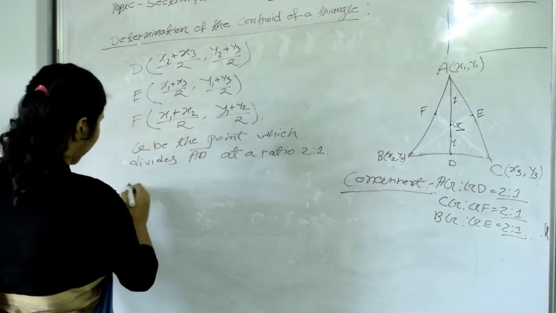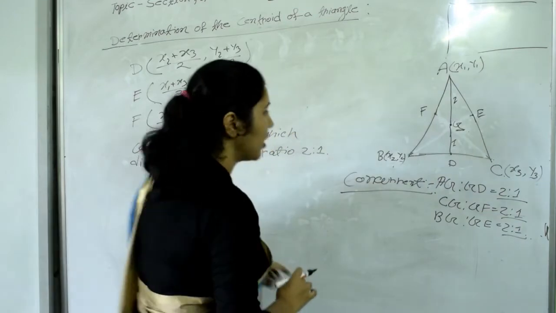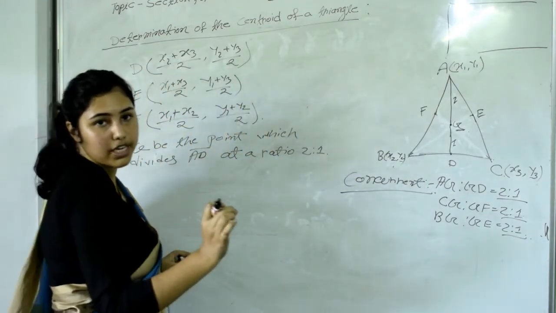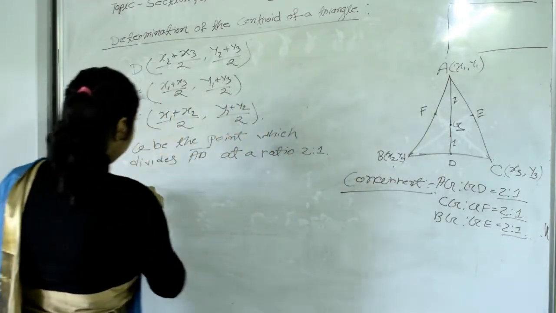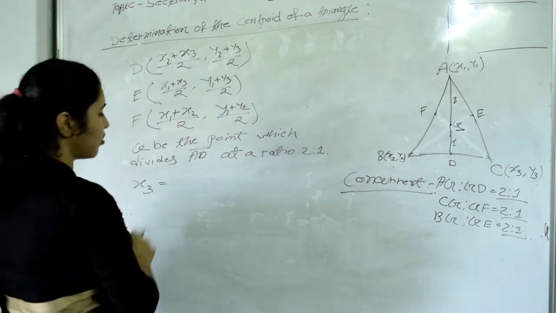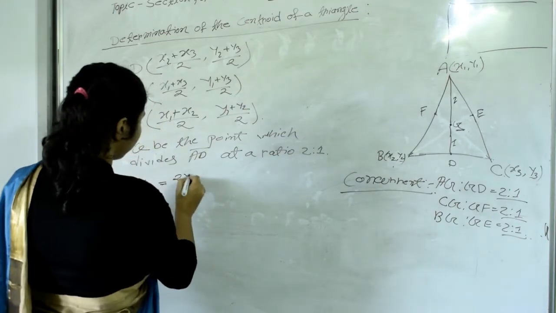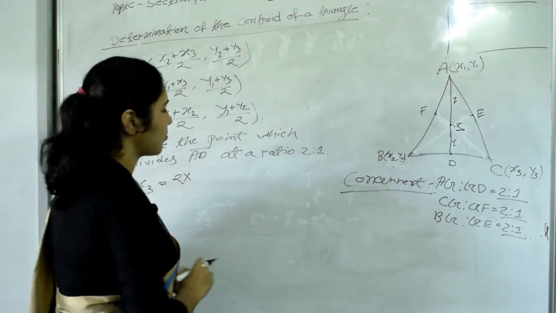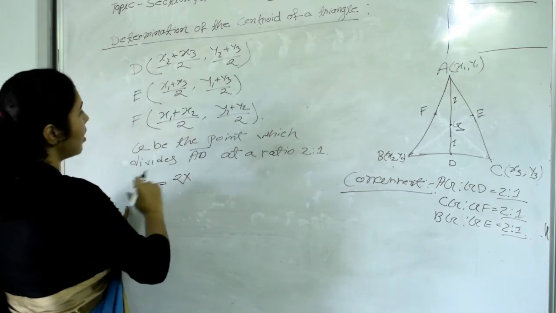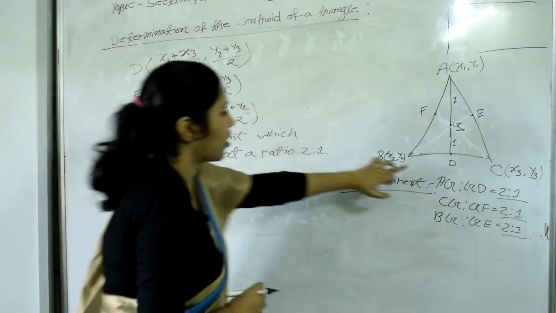So now apply the formula and calculate the coordinate of G. Now suppose the coordinate of G is x3, y3. Then we know that the value of x3 is equal to m into, which is 2, m into x2, right, which is the coordinate of D.